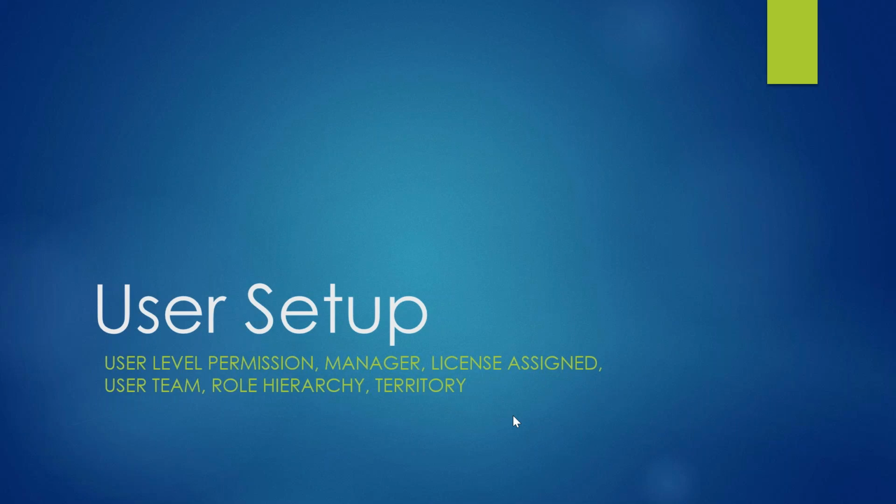What are the licenses that we have, what kind of editions we are using, and what are the features licenses that we have. That is something that we are going to talk about. User team, what team related list getting added to the users, what is the default account team, what is the default opportunity team, when that is going to be added, that is also something I'm going to talk about. Role hierarchy and territory. So these are the major topics which I'm going to cover as part of the user setup.